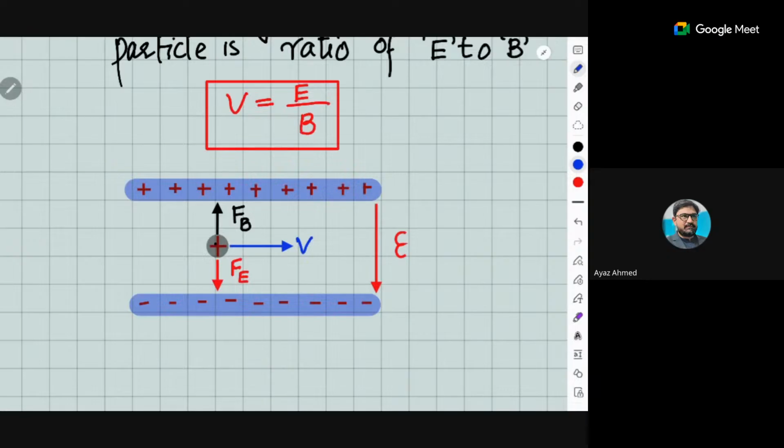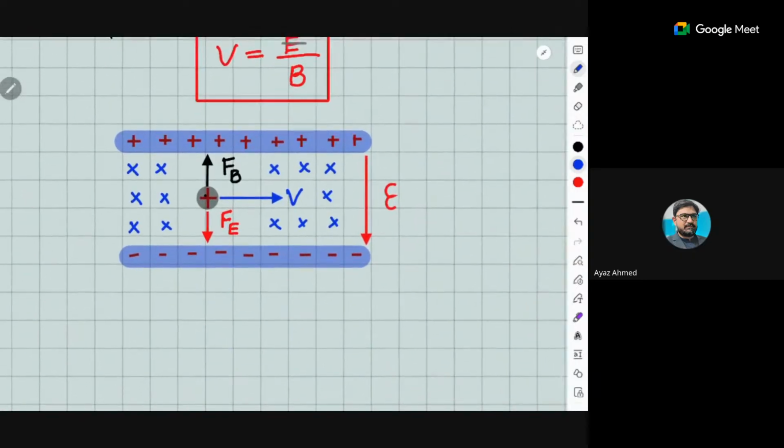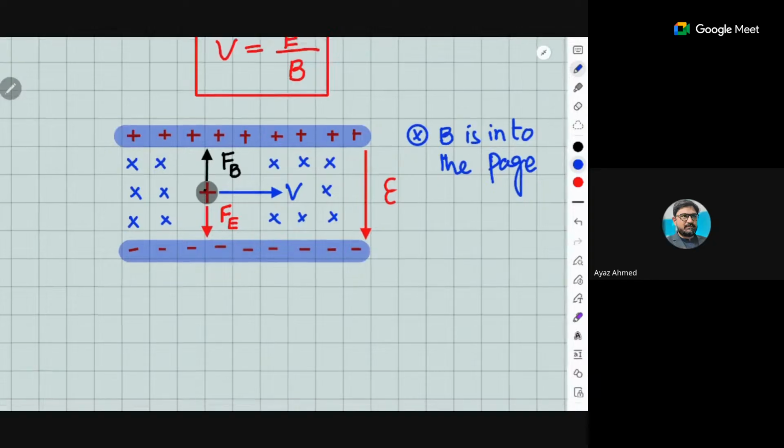Come on, the force is upward. So should I not place the magnetic field into the page? If the magnetic field is into the page, what do you expect? That the charge will experience an upward force or not? Yes. So here your electric field is downward. Magnetic field B is into the page. Here I am showing the magnetic field by a cross. So that is why F_B is upward, F_E is downward.